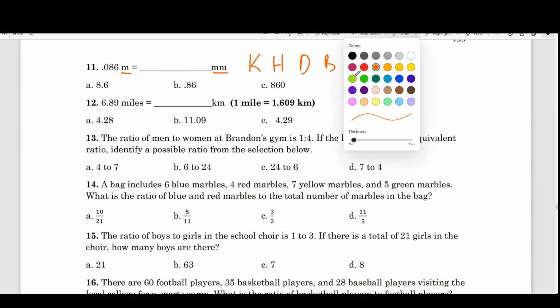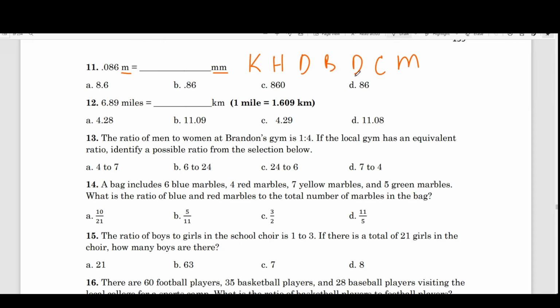I know that I'm starting here at my base, and then I want to end here at milli. We never count where we start, we always count where we end. So I'm going to go 1, 2, 3 places to the right. That means my decimal has to be moved 3 places to the right: once, twice, 3 times. That leaves us with 86, which would be D.